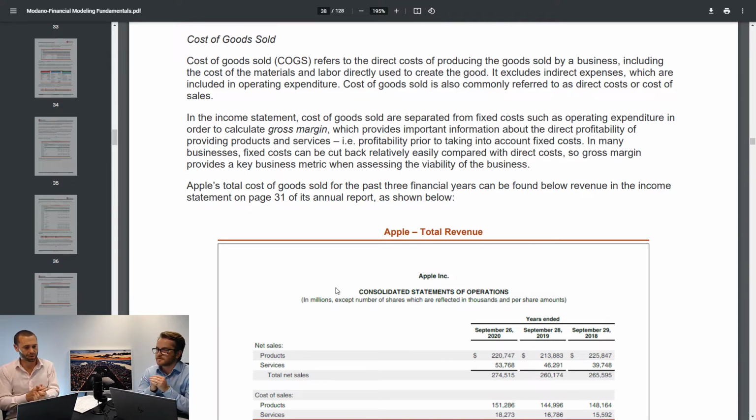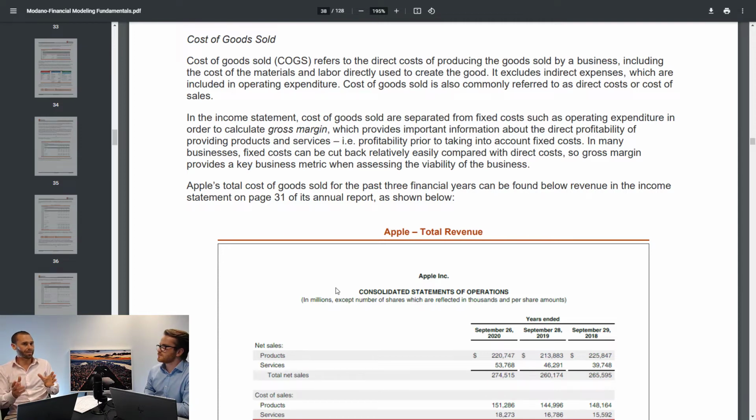Now, cost of goods sold broadly is referred to as direct costs of producing the goods and services sold by a business. So the important thing about COGS is they give you a gross margin figure. Now, gross margin basically is your profitability before taking into account fixed costs, which is things like your head office, your legals, your admin, your office space, stuff like that. Your salaries of people that aren't directly related to the product sales, of manufacturing and producing the products.